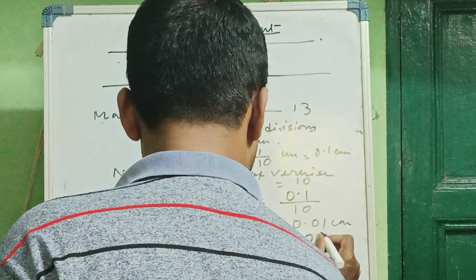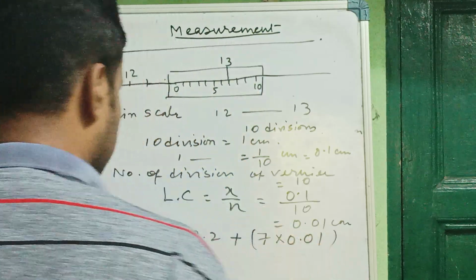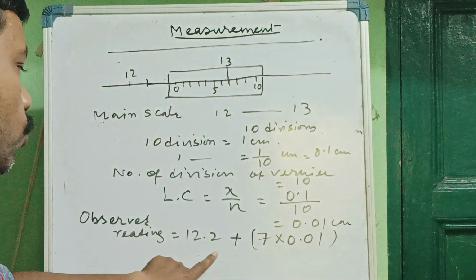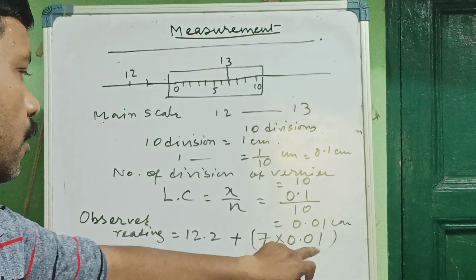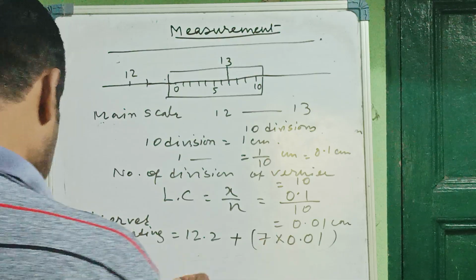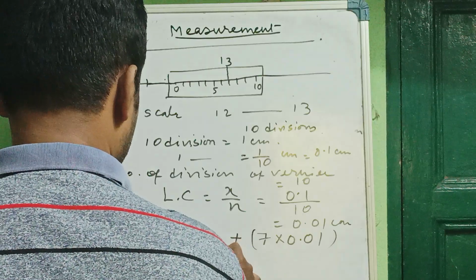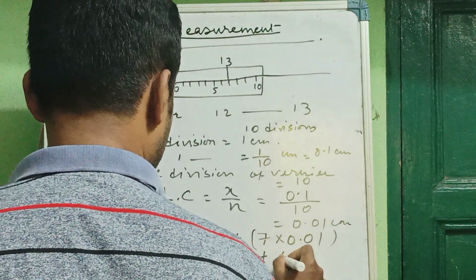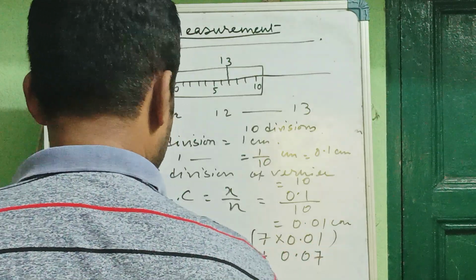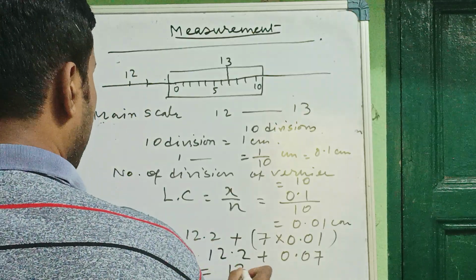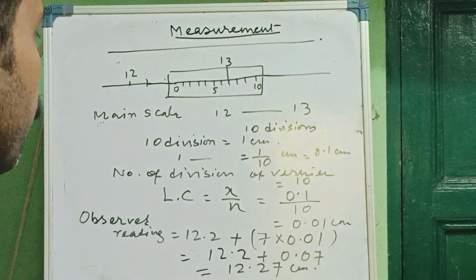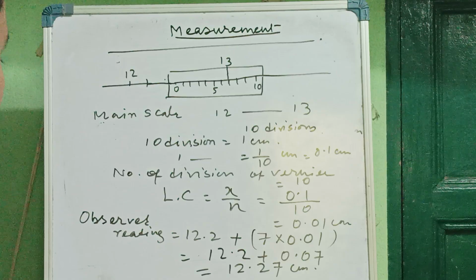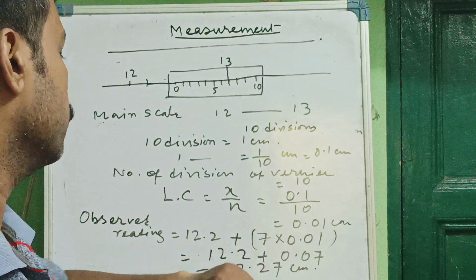So 0.01 multiplied by the vernier scale coinciding factor, added to 12.2. That is 12.2 plus 0.07. So our answer is 12.27 centimeter. So the perfect or observed reading is 12.27 centimeter.